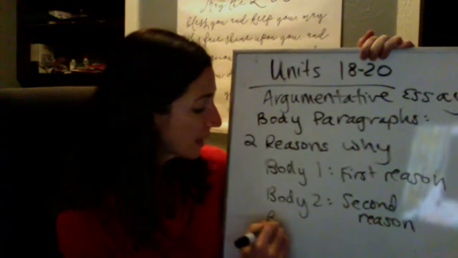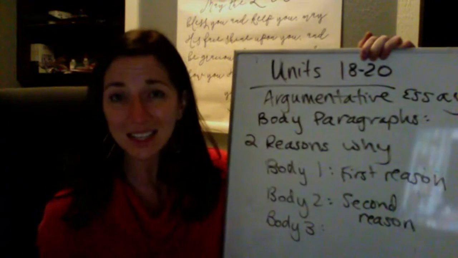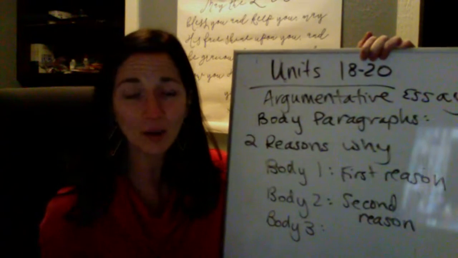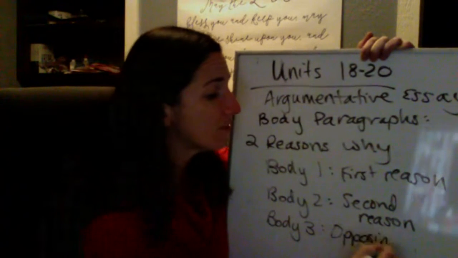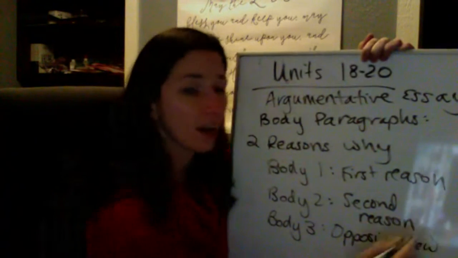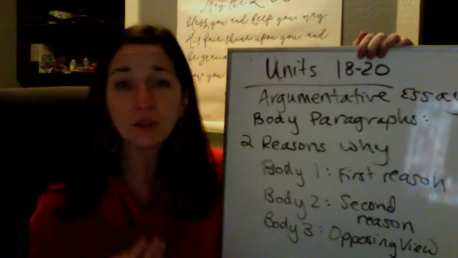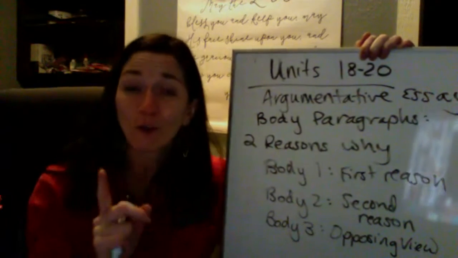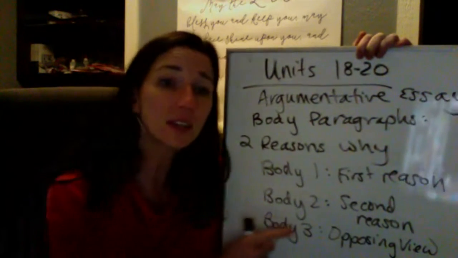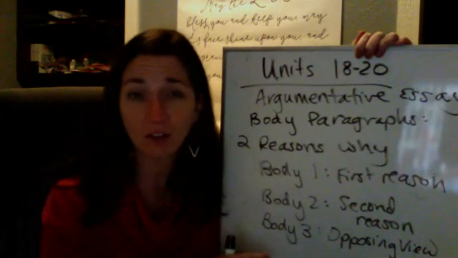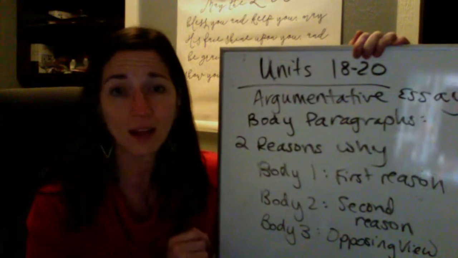Now body 3 is a little different, and we're going to study this in unit 19 on Tuesday. This is called the opposing view. This paragraph is quite different than the others. You're going to be talking about the other side, the opposing view, and why they are wrong. We have to always say why they are wrong. Some people say we should have cell phones in class, but I disagree, and this is why. We're going to tell why they are wrong.